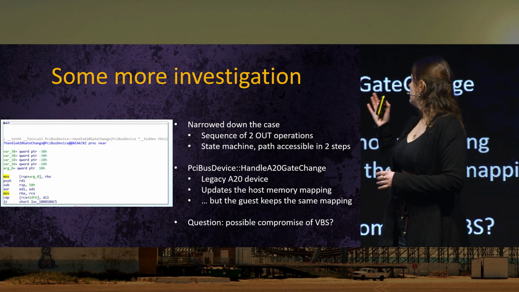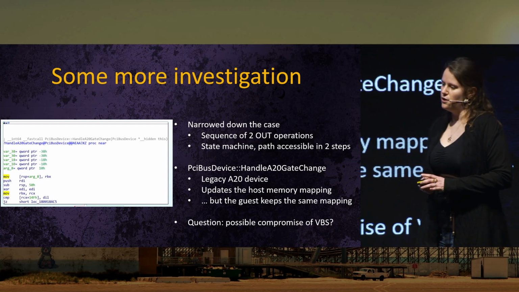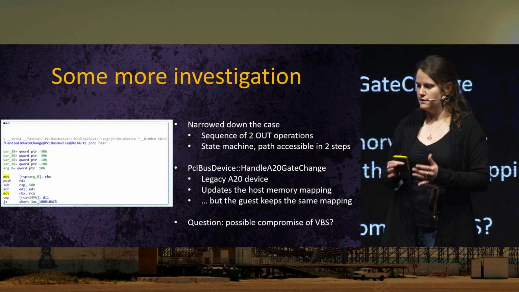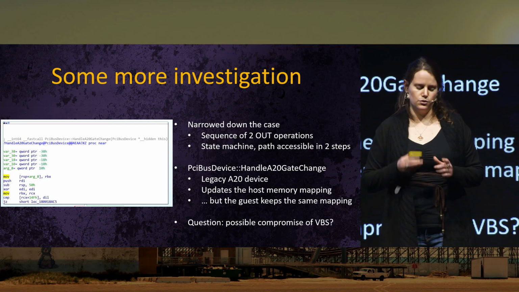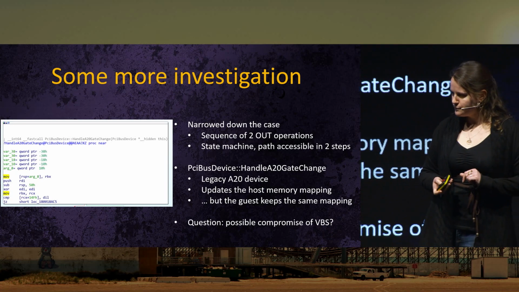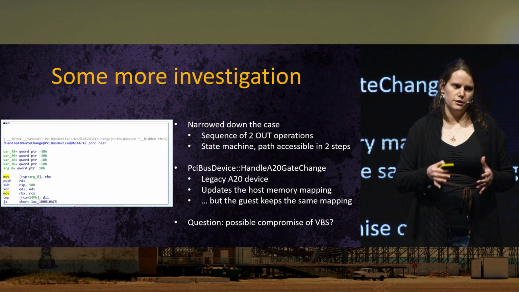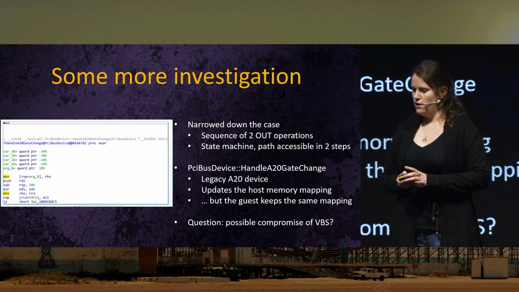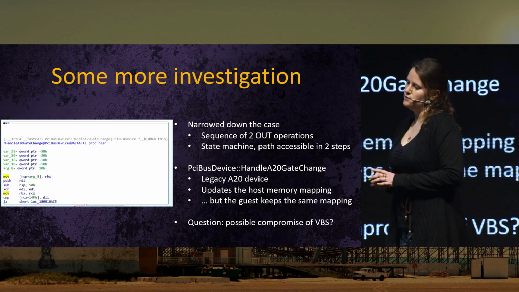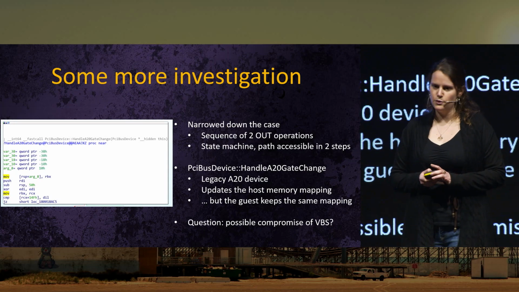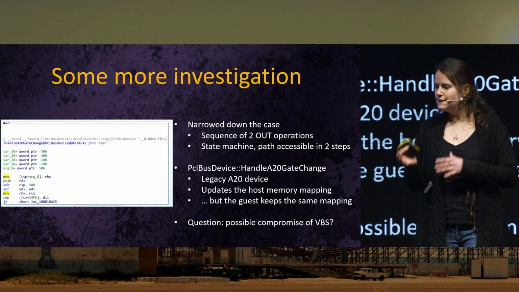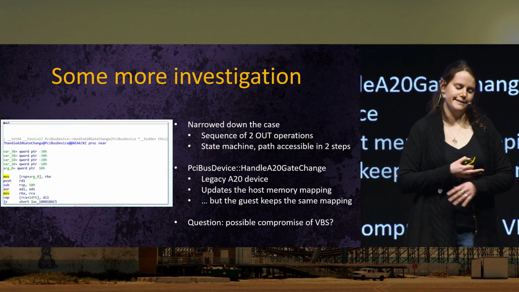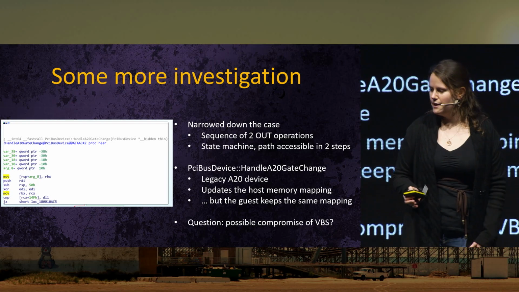I narrowed down the case to a sequence of 2 out operations. One was a fixed one, the other one the value could depend a bit, 2 bits needed to be set in a certain way. And it was because of a state machine, because it was getting into a precondition and then getting to a given function. And actually it was because of the legacy A20 device. And what was happening is that it was updating the host memory mapping, but the guest was keeping the same mapping, so everything was failing.